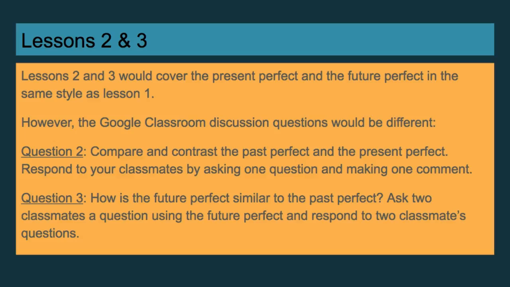Lessons 2 and 3 look a lot like Lesson 1, except Lessons 2 and 3 will cover the present perfect and the future perfect. However, the Google Classroom discussion questions will be different. The question for Lesson 2 would be, compare and contrast the past perfect and the present perfect. Respond to your classmates by asking 1 question and making 1 comment.